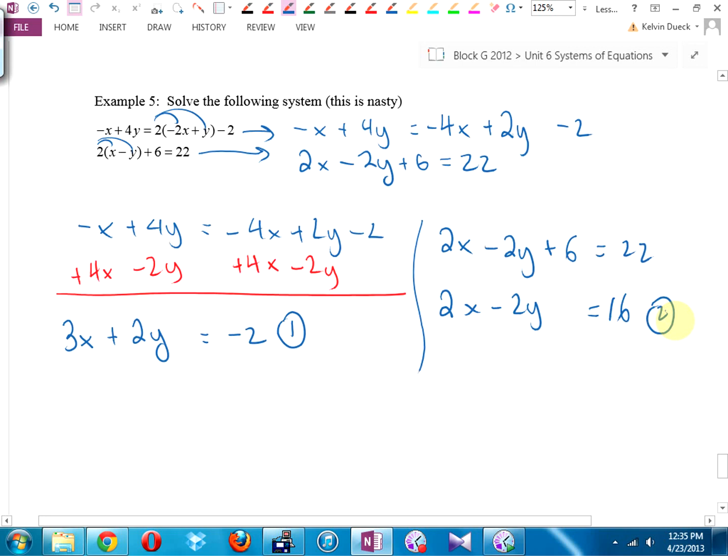I think those look much nicer. That's an equivalent system. That's an equivalent linear system. In fact, I'm going to write equation 2 underneath equation 1, because that's what we're used to. 2x minus 2y equals 16. There's equation 2. Oh! What's nice about this?